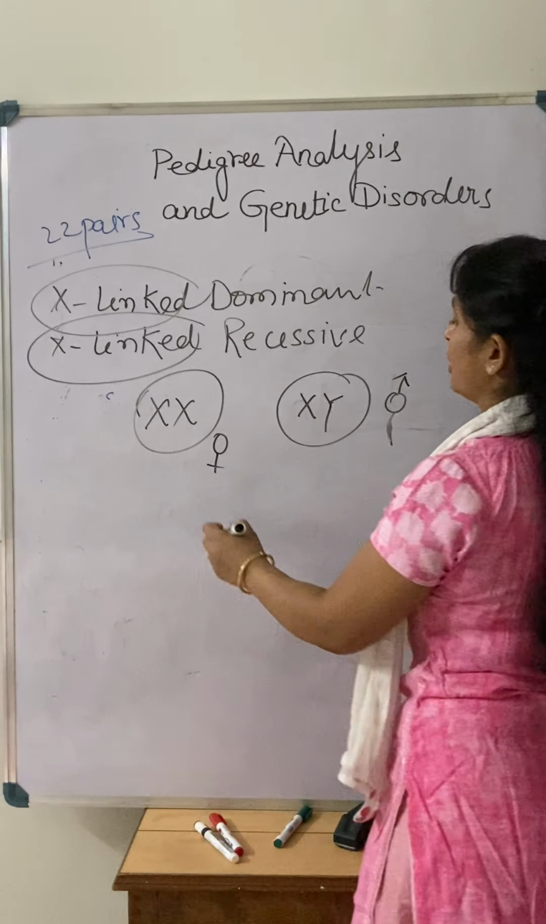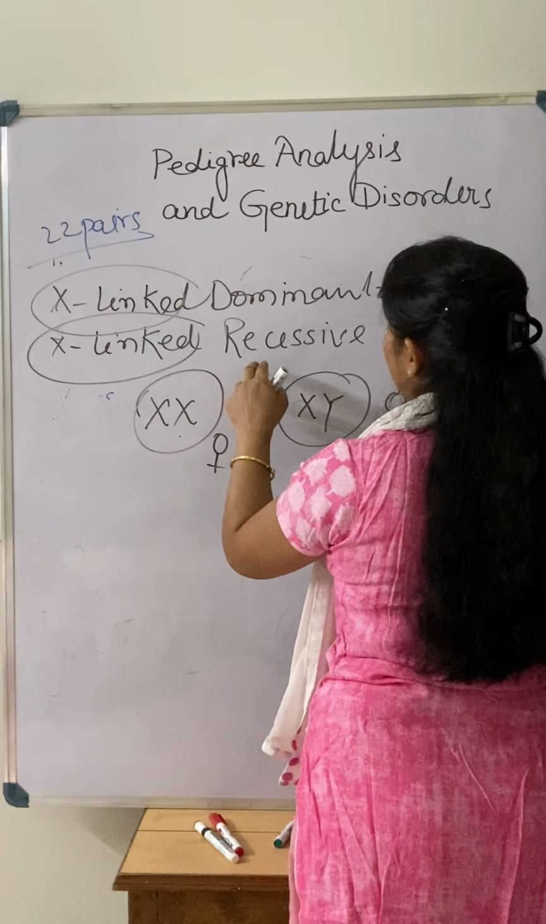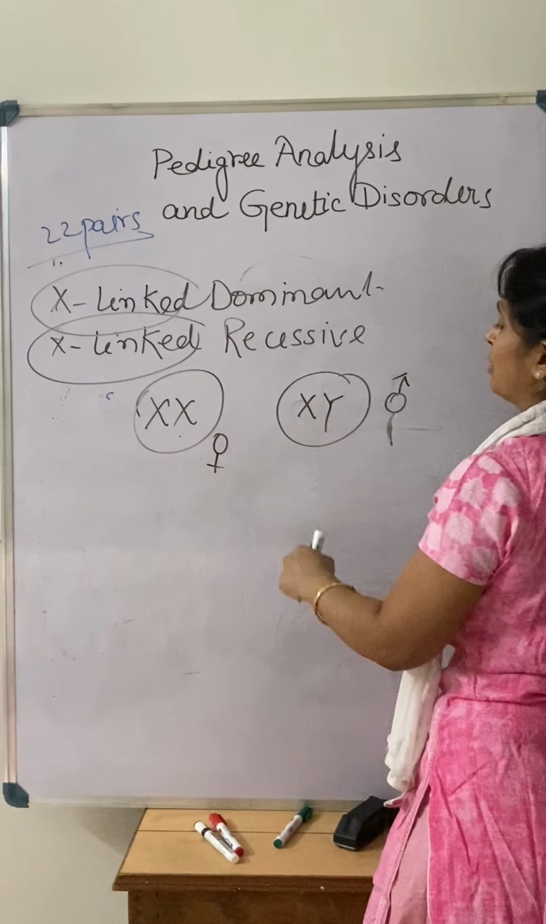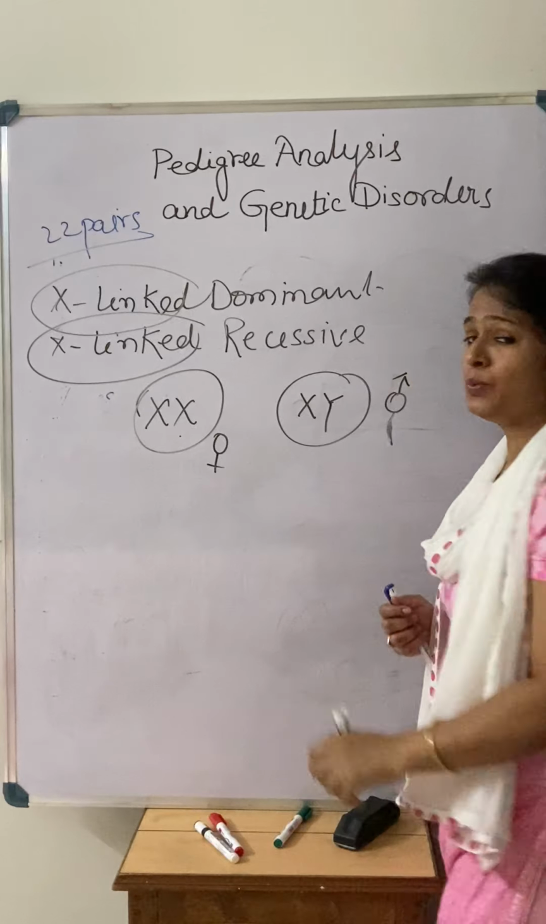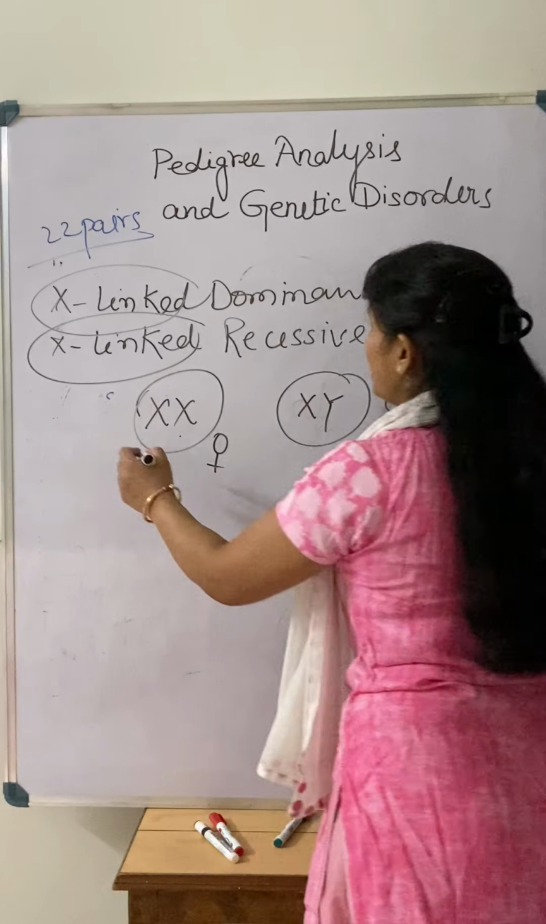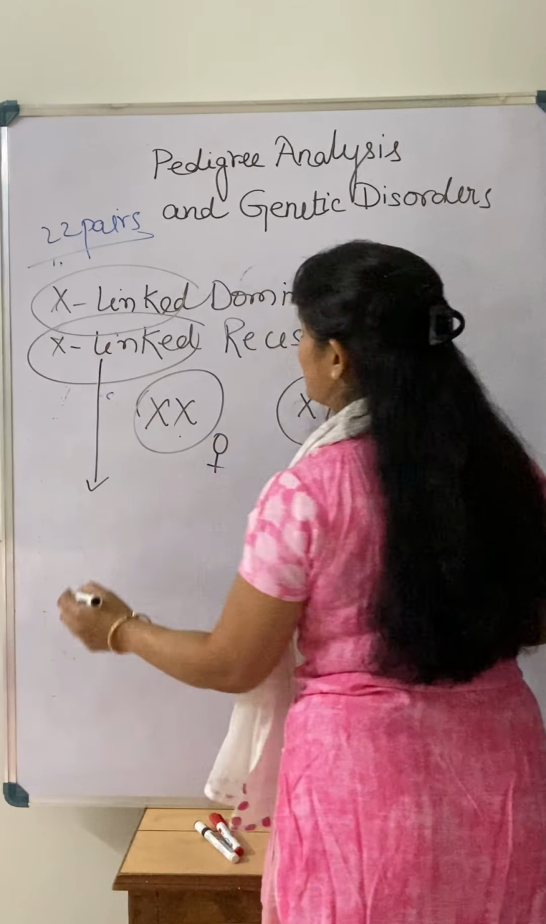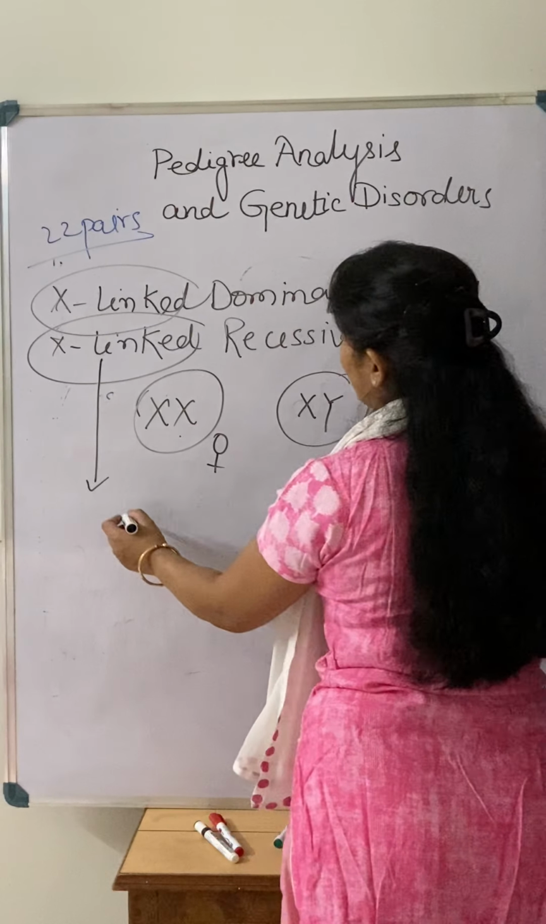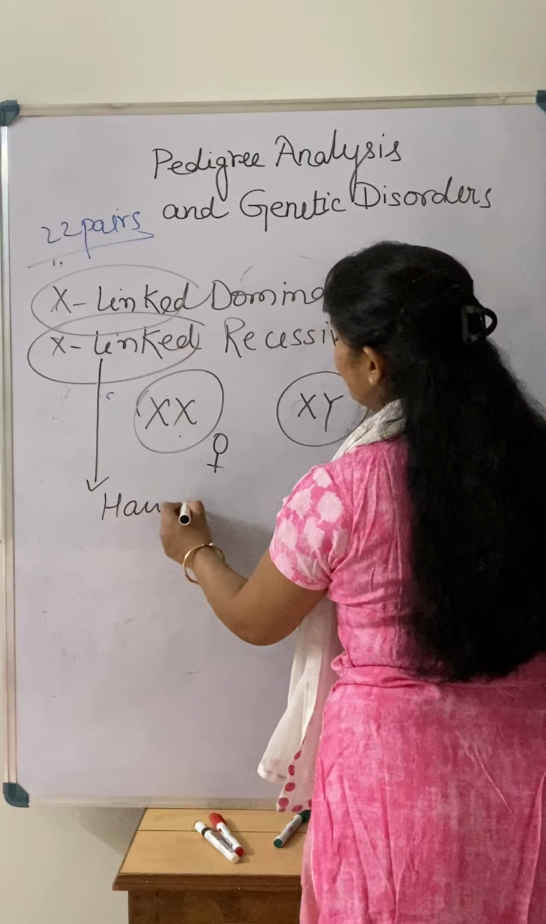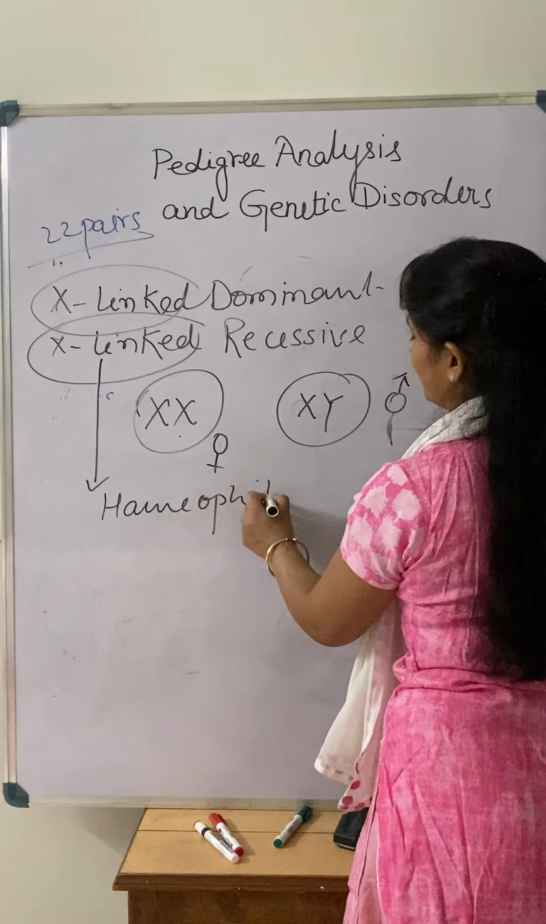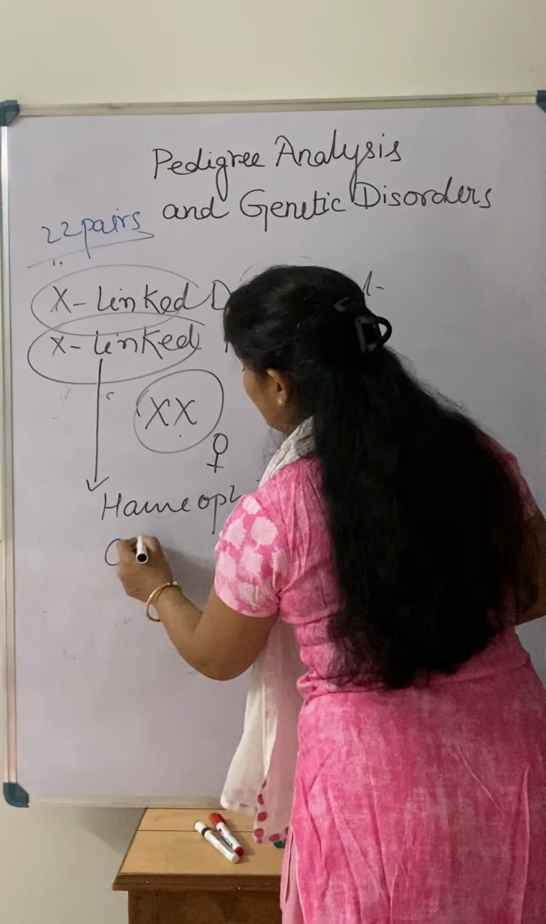So when we are talking about this type of genetic disorder, we are talking about the last pair of chromosomes. In case of X-linked recessive disease, there are very common examples given in your book, that is hemophilia and color blindness.